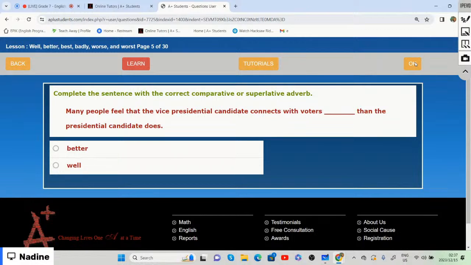So better or well. Many people feel that the vice presidential candidate connects with voters better than the presidential candidate does. Well done.